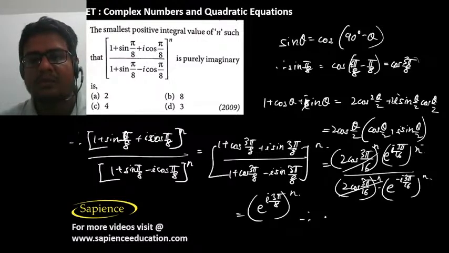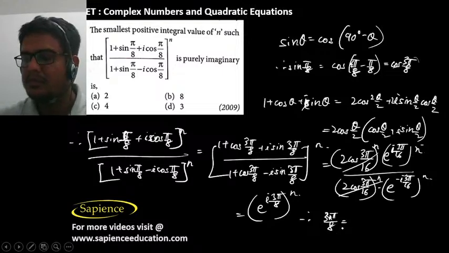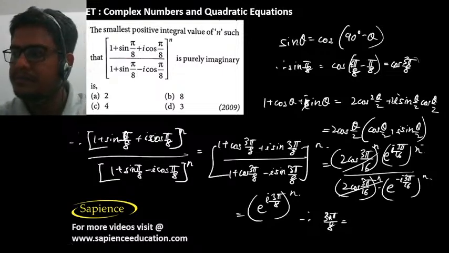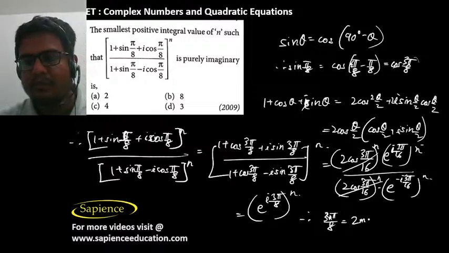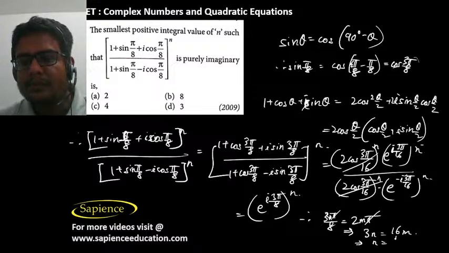Now therefore 3n pi by 8 should be of the form 2m pi. It means that pi will cancel, so it means that 3n should be equal to 16m in this form. So n should be of the form 16m by 3.